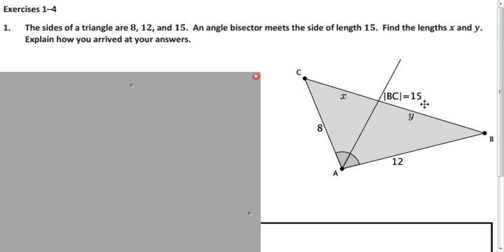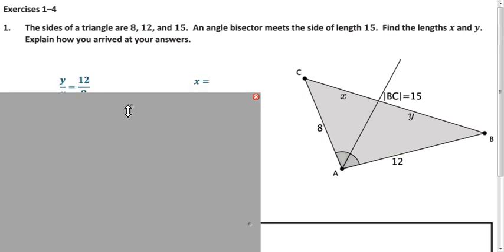So here are our sides. The angle bisector cuts this side, which has a length of 15. We want to figure out what the lengths of x and y are. So what can we write? Well, if we apply the angle bisector theorem, we know that y divided by x is going to be 12 divided by 8.